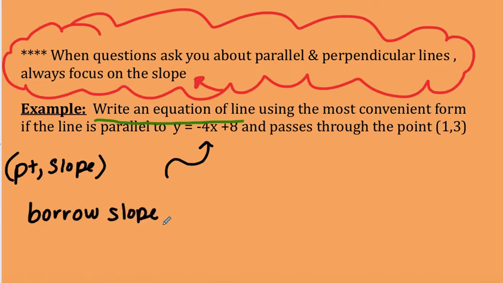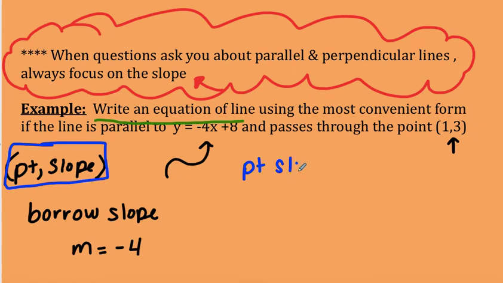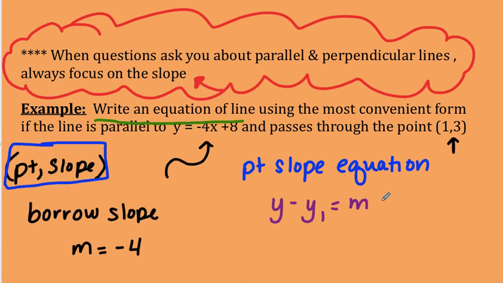And if it's parallel, I want the same slope. So my slope's going to be -4. And then the point I have is (1, 3). It passes through (1, 3). Now, the reason I like saying that the minimum I need is a point and a slope is because that tells me I'm going to use the point-slope equation. Recall that our point-slope equation is y minus y1 equals m times (x minus x1).